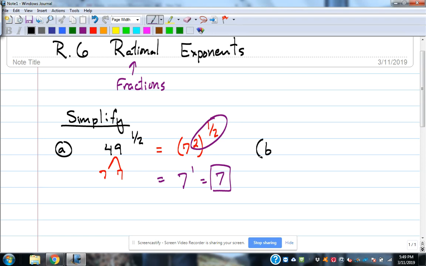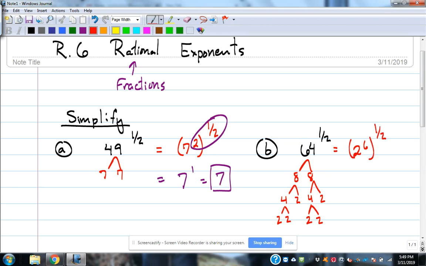Example B, a similar problem. Let's say we had 64 to the 1/2 power. We think about that. We know 64 is what, 8 times 8 is a good way to start it. And 8 is 4 times 2. 4 is 2 times 2. This 8 does the same things. So it's really 2 to the 1, 2, 3, 4, 5, 6th power to the 1/2. And then when you multiply those two together, 1/2 times 6 would be 2 to the 3rd power, or 8.